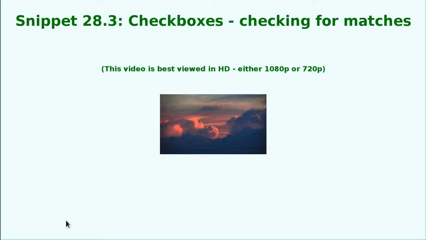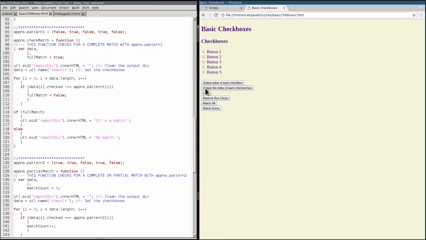Another thing that we do with checkboxes often is check for matches, either for an exact match or a partial match. Here's how we can do that. Now there are 5 checkboxes, and the way we match is we provide a pattern in an array the way we have here. So this pattern is false, true, false, true, false. In order to match, here we're looking at a full match. The buttons have to be exactly that.